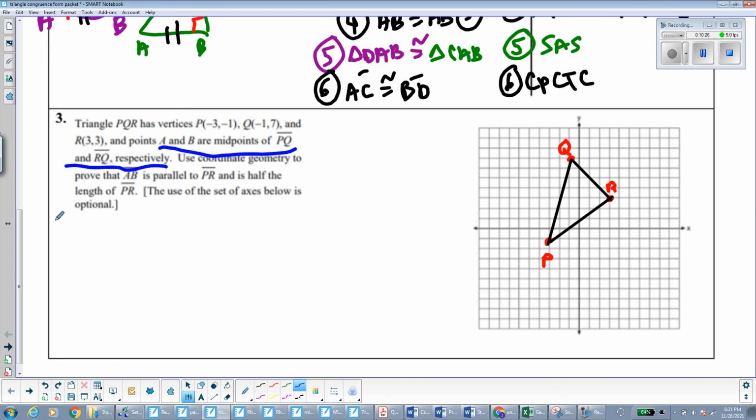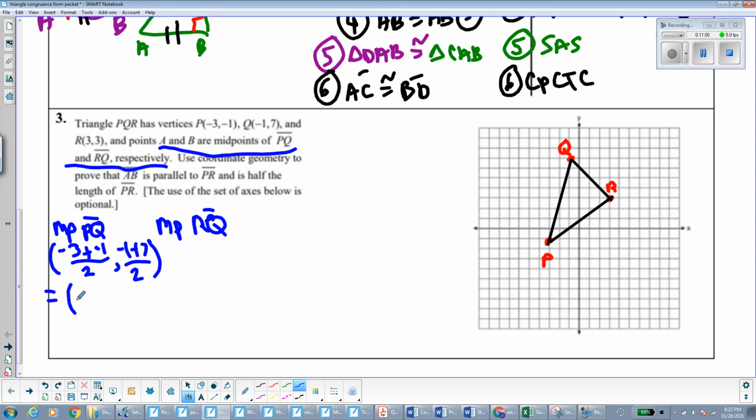So I'm going to find the midpoint of PQ first, and then I'll find the midpoint of RQ after that. So let me plug into the midpoint formula. That's the average of the x's, comma, the average of the y's. So with P and Q, I'm going to add the x coordinates, which is -3 and -1, divide them by 2 to average them, and the y coordinates are -1 and 7. Okay, and we get -4 divided by 2 is -2. That is 6 divided by 2 is 3.